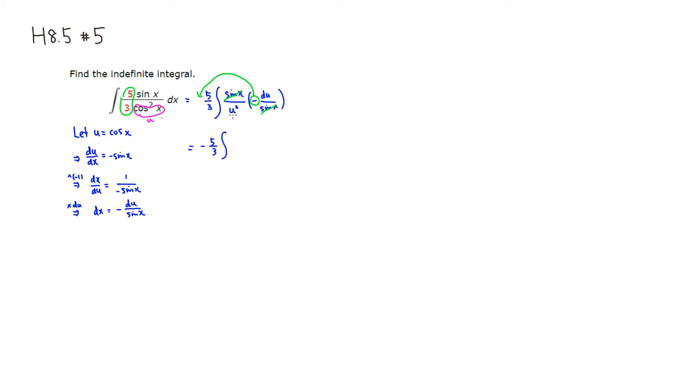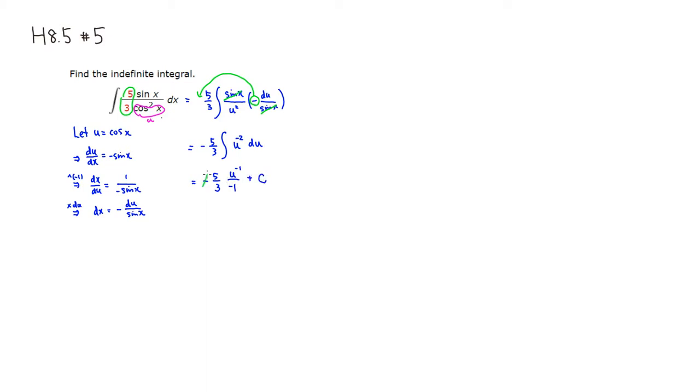I don't like the way this is written, so I'm going to rewrite it as u to the, so u sits in the basement, so it's a negative power, negative 2. And then this is with respect to u. So it's just a power rule, so negative 5/3 sits in front, and I'm going to add 1 to the power, so it's negative 1. Divide by that power. So you have plus some constant c.